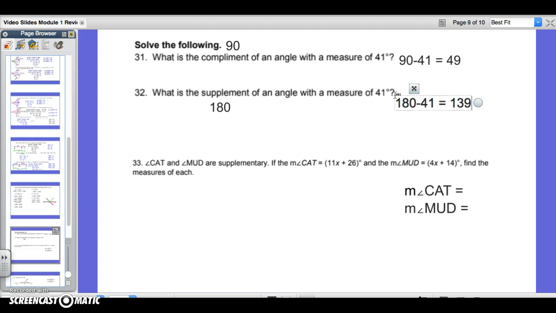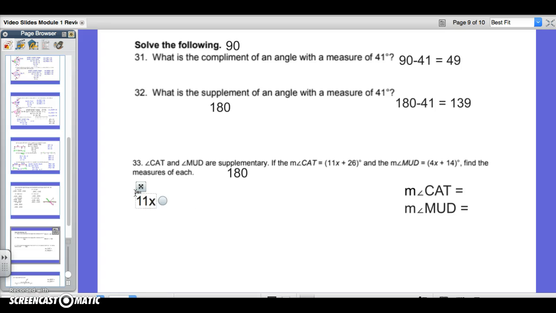Okay, last page. Woohoo! We have two angles. Angle CAT and MUD are supplementary. I'm reading that word and I think 180 right away. If the measurement of angle CAT is 11x plus 26 and the measurement of angle MUD is 4x plus 14, find the measure of each. So they're going to add together to be 180 degrees.